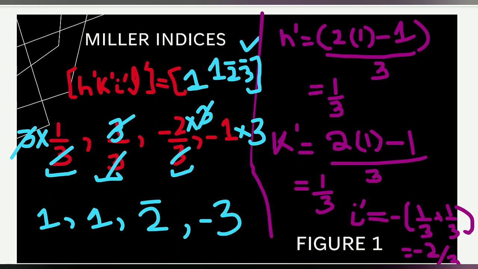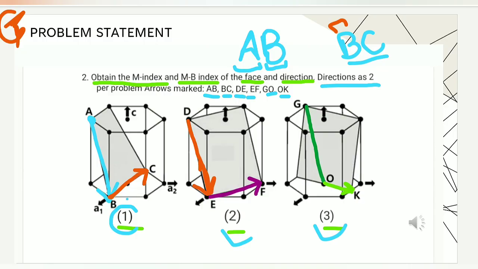Alright, now let us find out the Miller-Bravais indices and Miller indices for the BC direction. And for the BC direction, we have an advantage: we know the coordinates of the B point, and the coordinates of the C point are super easy to find, because the C point corresponds to the negative A1 direction. Alright, now let's do that so that the directions in figure 1 are sorted, then we'll do it for figure 2, and then we'll do it for figure 3.